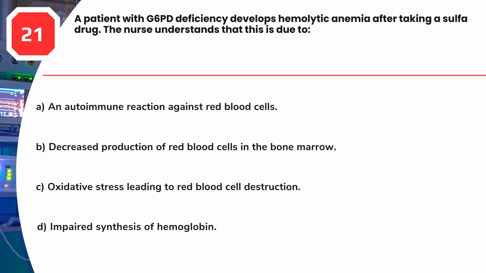Question 21. A patient with G6PD deficiency develops hemolytic anemia after taking a sulfa drug. The nurse understands that this is due to A. An autoimmune reaction against red blood cells. B. Decreased production of red blood cells in the bone marrow. C. Oxidative stress leading to red blood cell destruction. D. Impaired synthesis of hemoglobin.